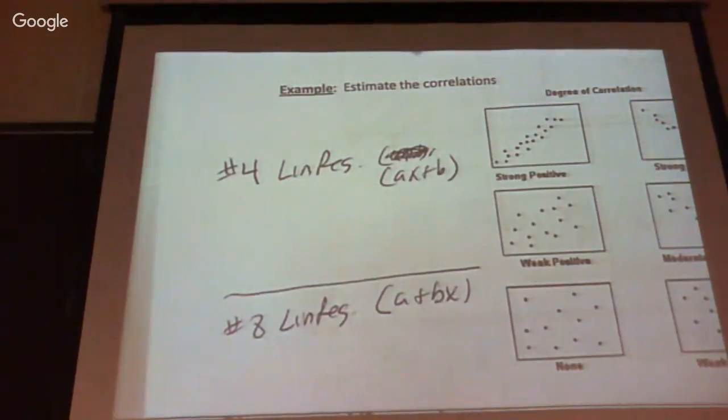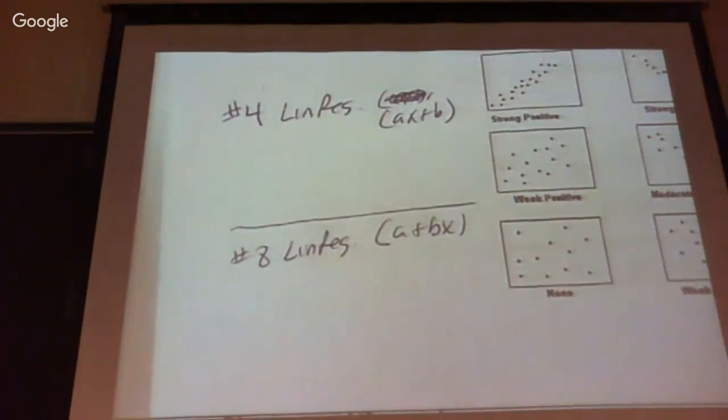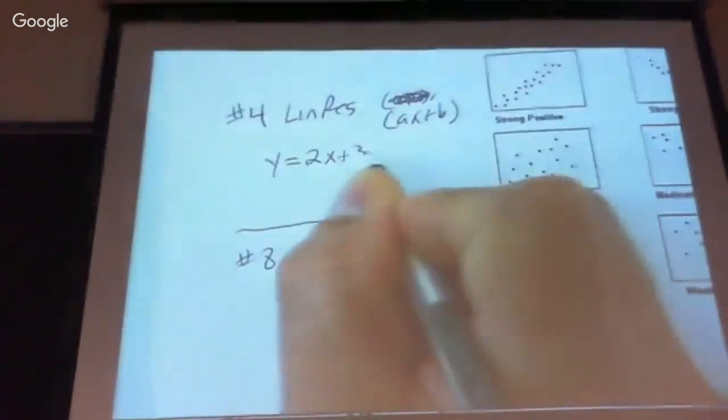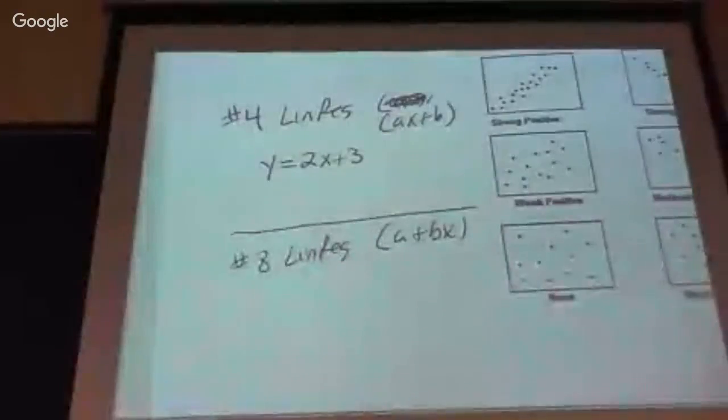Let me explain clearly. Number 4 and number 8 are both good. They're just preferences. They are exactly the same. So what do I mean by that? If you had some made up data, and I used number 4, I would get something like y equals 2x plus 2. I'm just making that up.